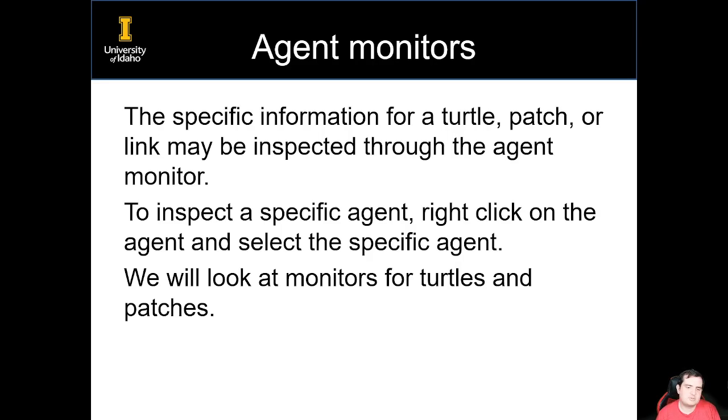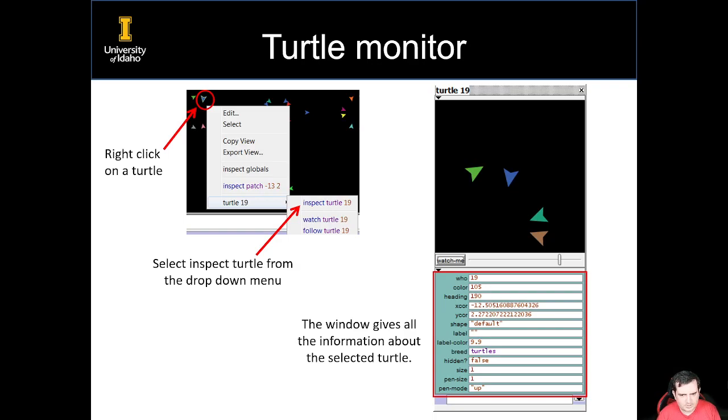The way that you can do this, though, is definitely to right-click a specific agent and look at that specific agent. We're going to look at monitors for turtles and patches. So if you right-click on a turtle, then inside of there, you should see several options. One of them should be turtle. Yours might not say turtle 19, and that's totally fine. I don't expect it to say turtle 19.